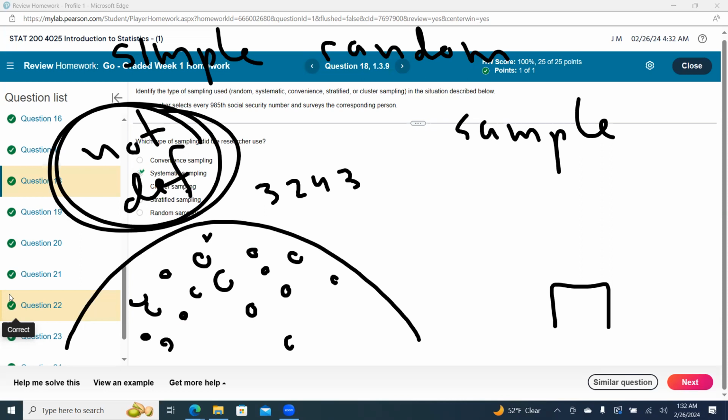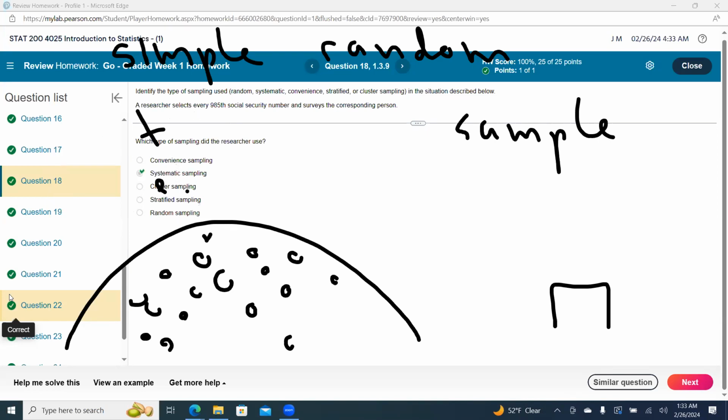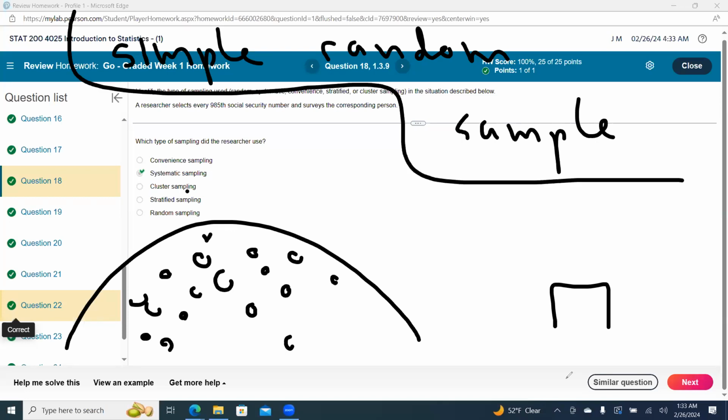The definition of a simple random sample is easy, but it's very hard to verbalize and say, and it's very easy to get it wrong. So what is the definition of a simple random sample? So we need size n. We always need size n. You have to have a fixed size n.